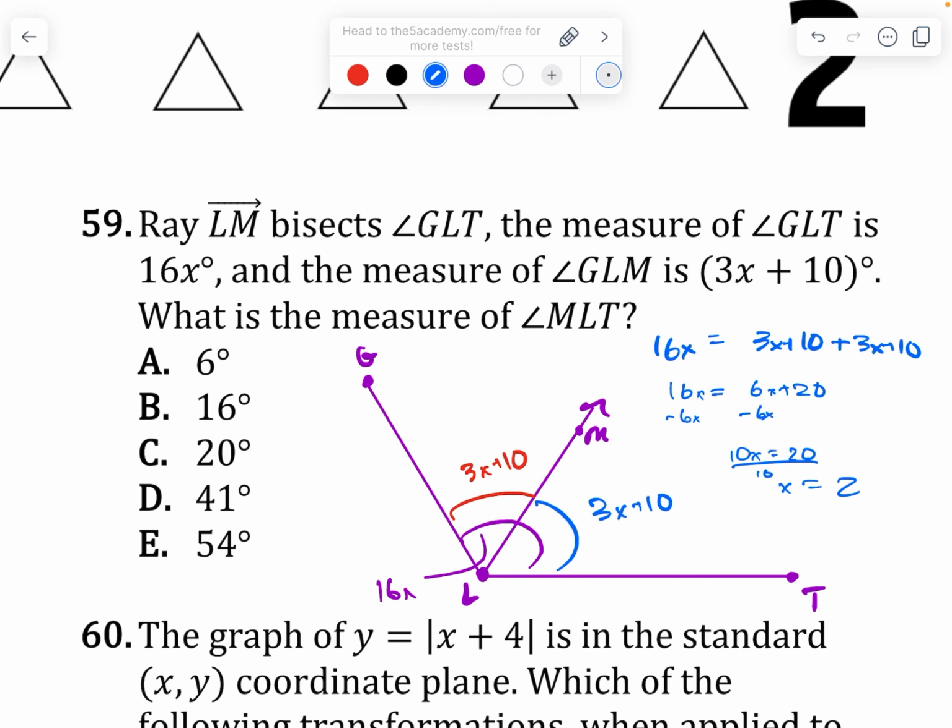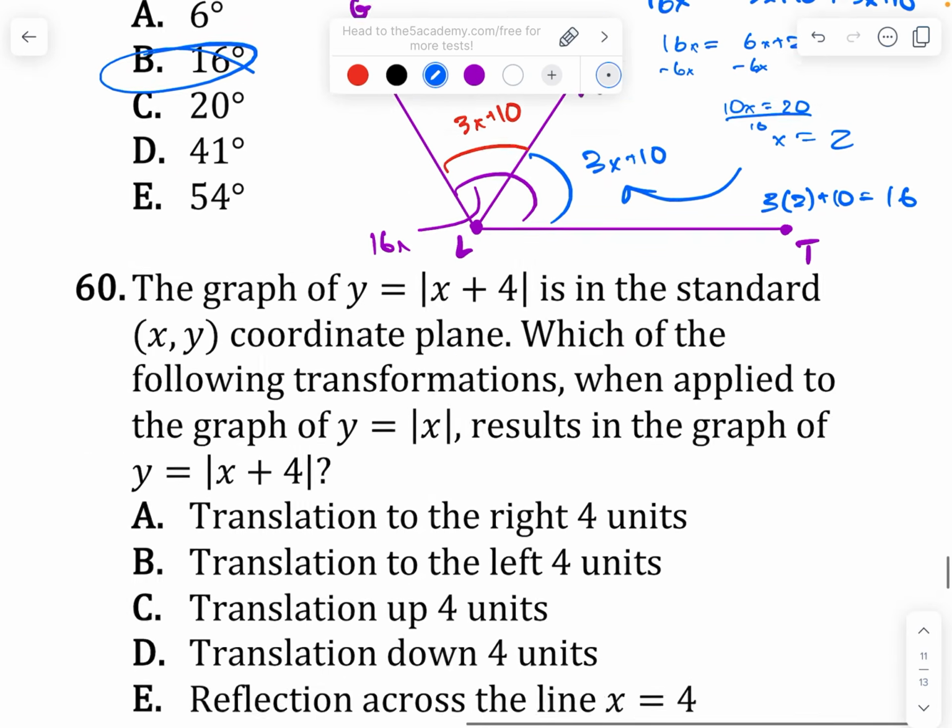Now, 2 is not your answer. You have to plug it back in here. So 3 times 2 plus 10 is equal to 16. So your answer is going to be B. Okay, that's the measure of MLT, which is also the measure of GLM.